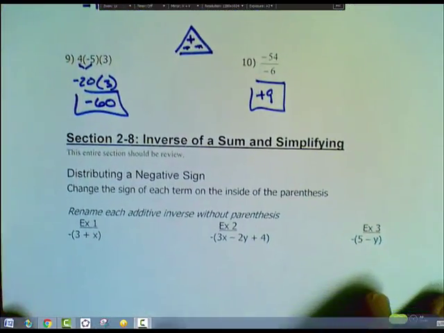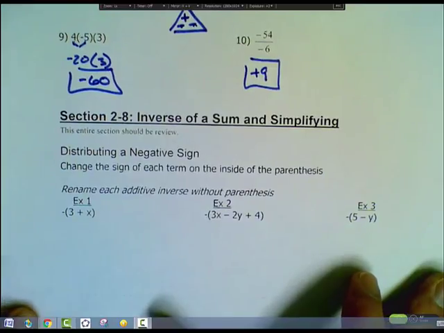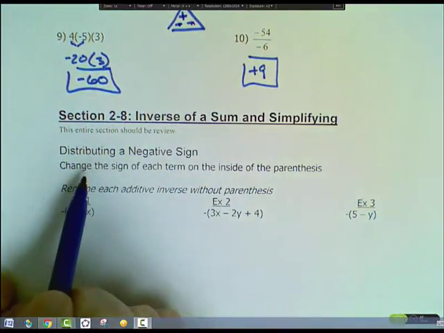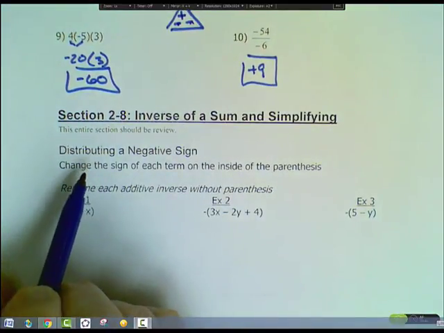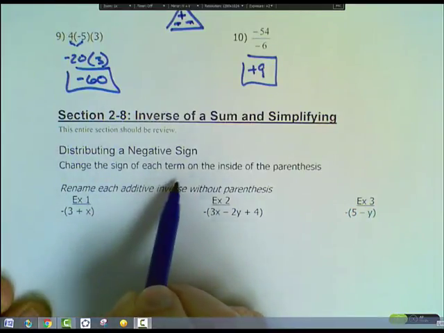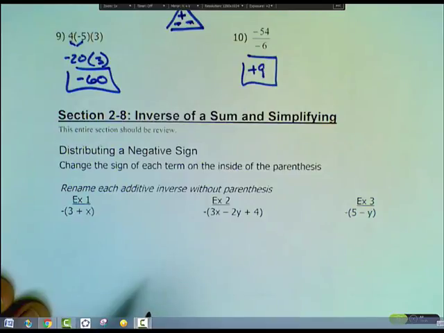Okay. On to today's lesson. So section 2a, inverse of a sum and simplifying. So what we're going to practice today is distributing a negative sign. When you do that, you change the sign of each term inside the parentheses.